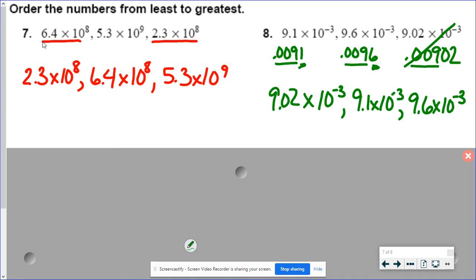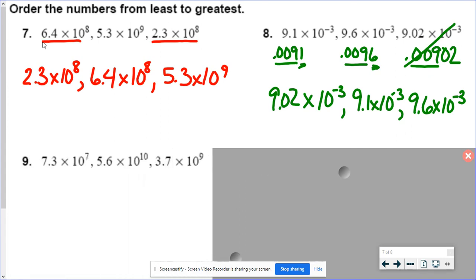And if you look at the original problems, you could have just compared the decimals the way that they were written. 9.1, 9.6, 9.0. You should be able to know that the 9.0, 9.02, sure, but 9.0 is the smallest one out of those.